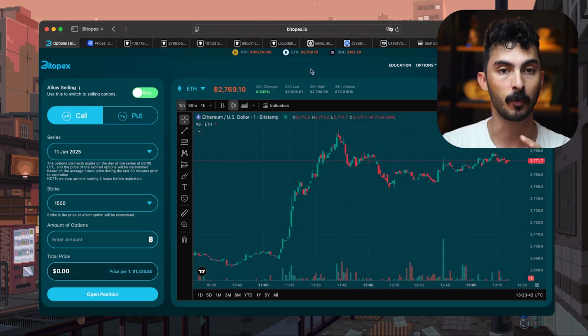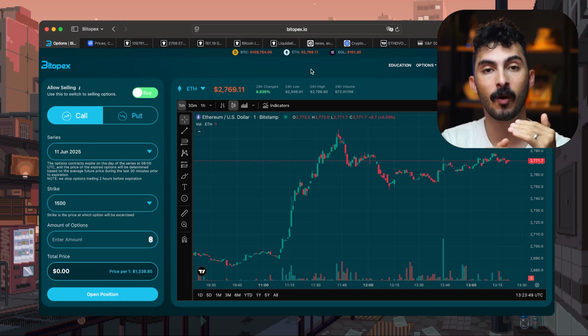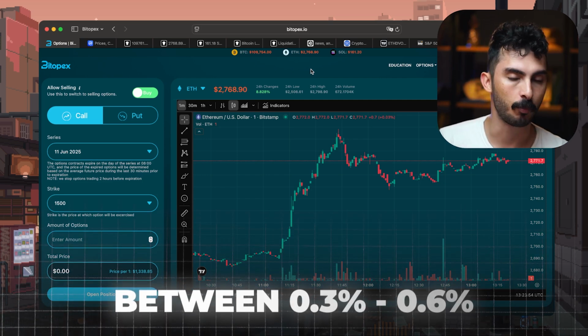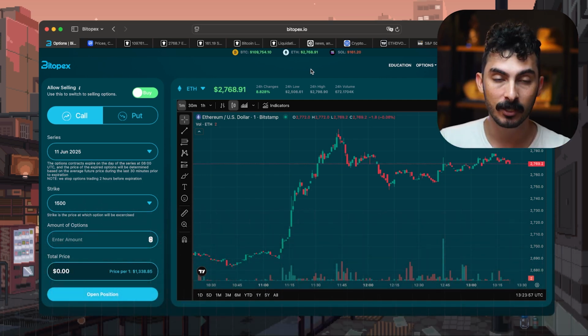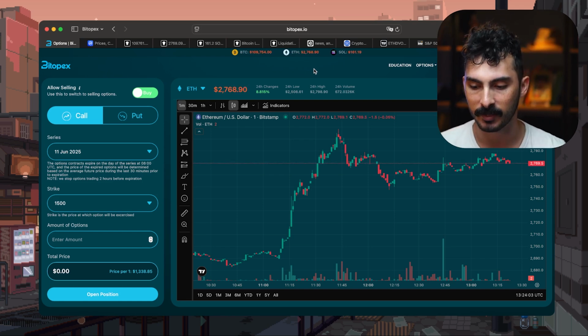So in your case, what you can do, you can keep going and sending screenshots until you find a P&L, an ROI that fits your criteria. In my case, it's between 0.3 and 0.6. Depending on the volatility, I try to be more conservative or more aggressive. Again, it depends on the volatility itself. But this is up to you.